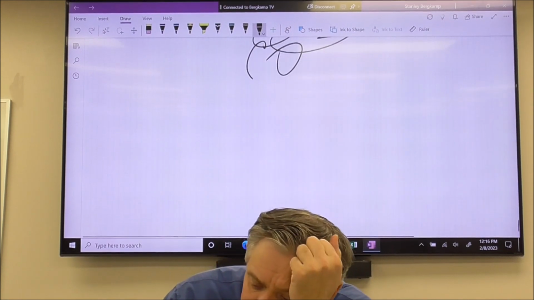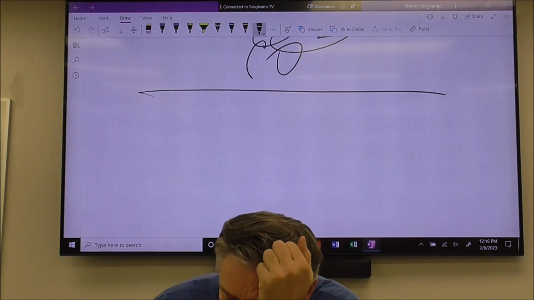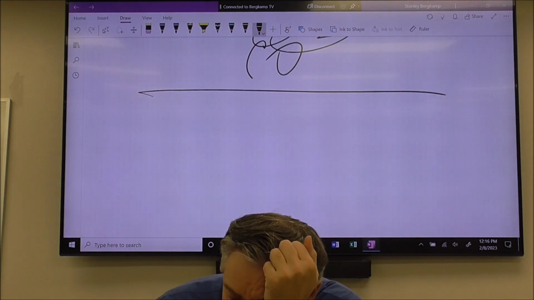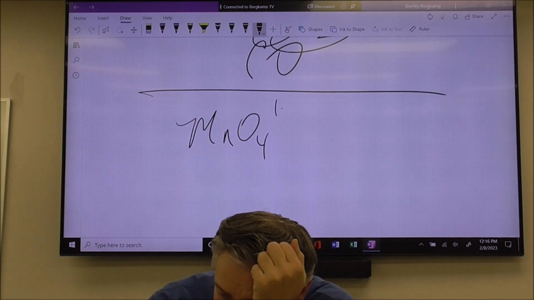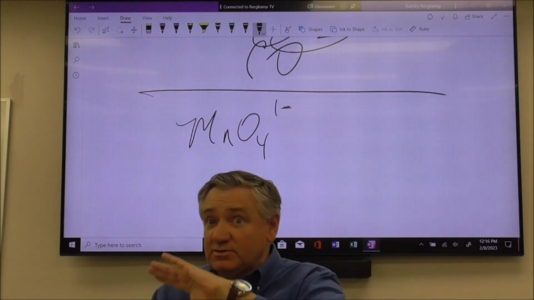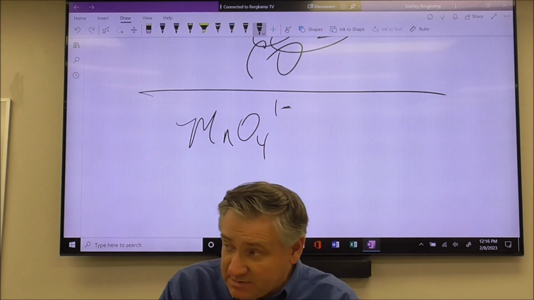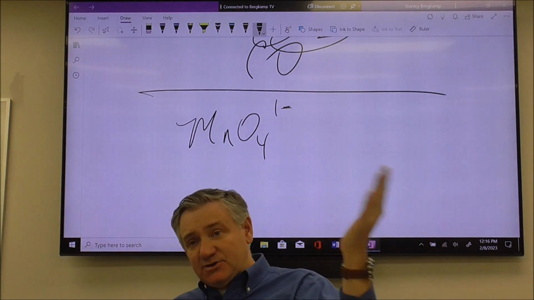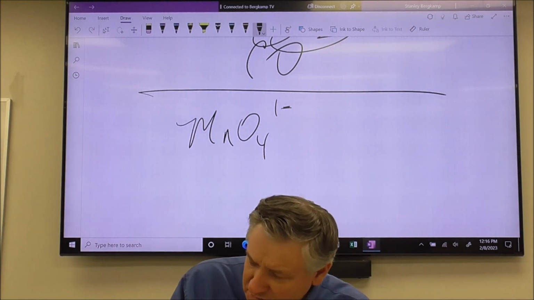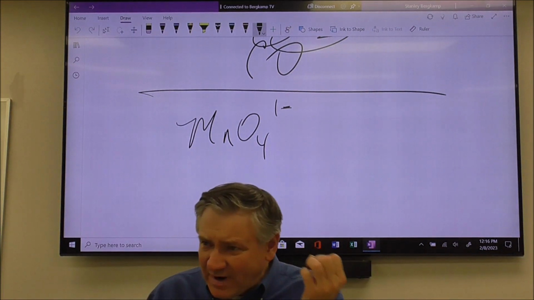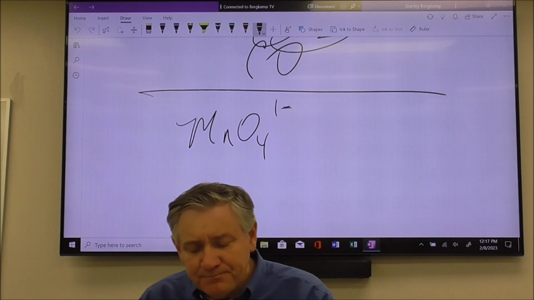Now, one of the ones we will use most often, we're going to use this again and again and again, is the permanganate ion, which is MnO4, 1-. So I want to make sure everybody's cool with this because we're going to use this a lot. We're going to do an entire lab on the titration of potassium permanganate. Potassium permanganate is cool because it has a very, very deep, vibrant purple color.